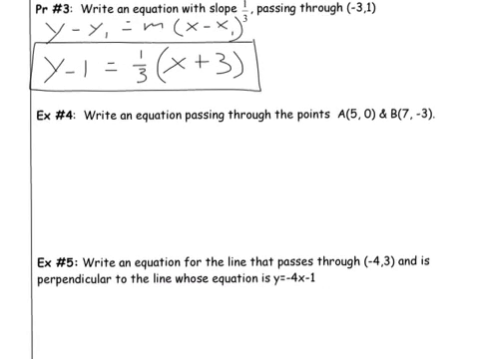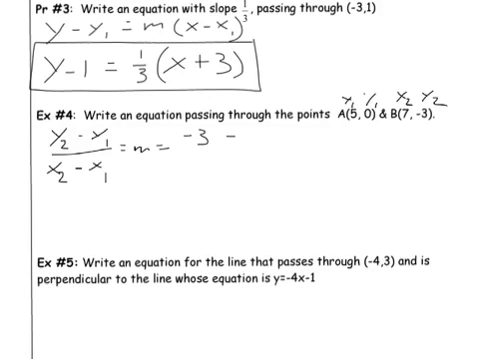Let's say that they just give you 2 points. Well, what we can do is find the slope between these 2 points using this slope formula. Remember this guy, y2 minus y1 over x2 minus x1 equals m. So if we plug in x1, y1, x2, y2, we would get -3 minus 0 over 7 minus 5. That just equals -3 over 2, so there's my slope.